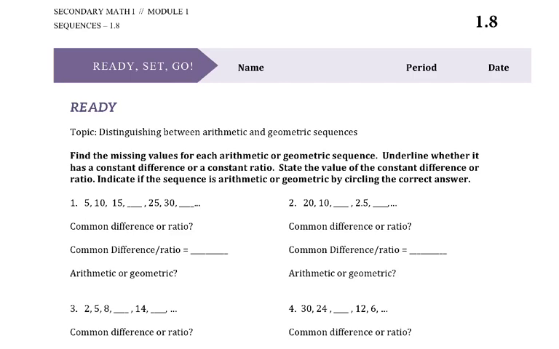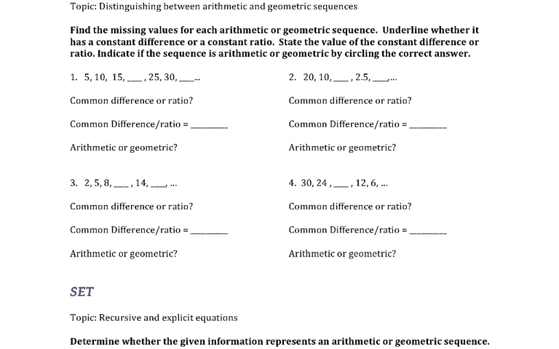Sequences 1.8. So, first thing we're going to do is find the missing values for each arithmetic or geometric sequence. Determine if it's a constant difference or constant ratio, or common difference or common ratio. We also use those phrases. State the value of that difference or ratio, and then determine which one it is, arithmetic or geometric.